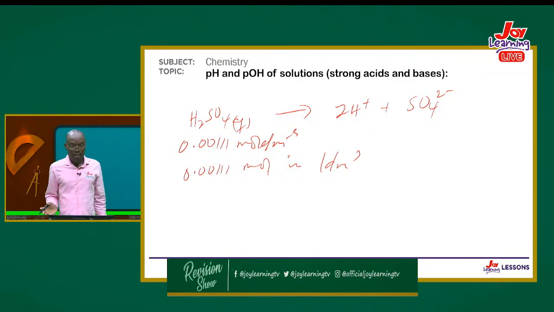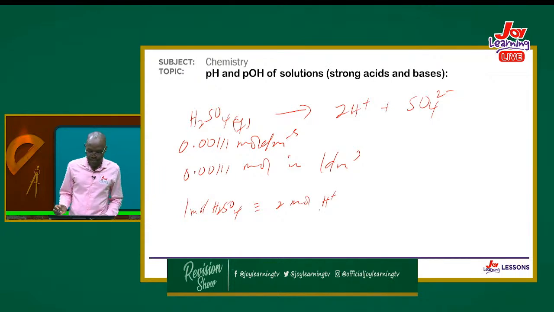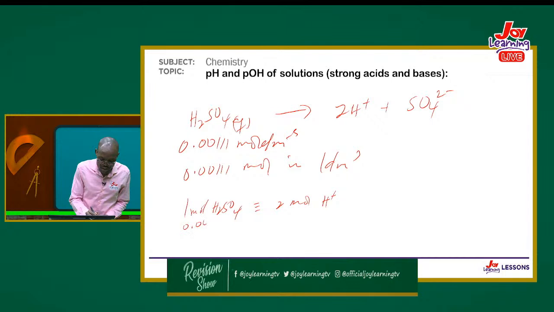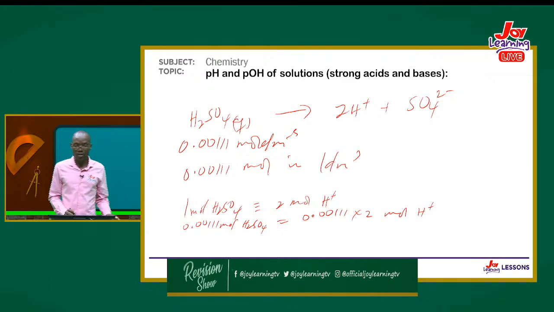So I can compare mole ratios. Bridge me from where I am to where I want to go. So 1 mole of H2SO4 is equivalent to 2 moles of H+ ions. So what will 0.00111 mole of H2SO4 give me? It is going to give me 2 times that, so from there, I will have 0.00222 mole of H+ ions.